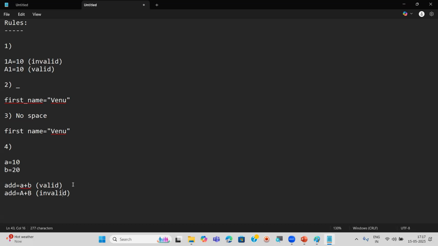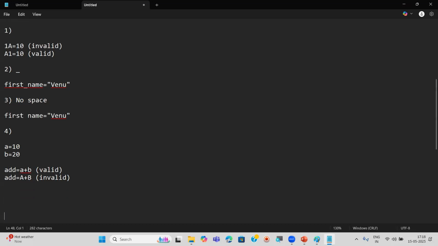Okay, next, fifth rule. There are some predefined words in Python. Those predefined words we should not use as a variable. I'll show the list of keywords, or predefined words, here. For example, if equal to value is invalid because if is a predefined word in Python. It's given by the developers. If, class, don't use these types of words as variable names.